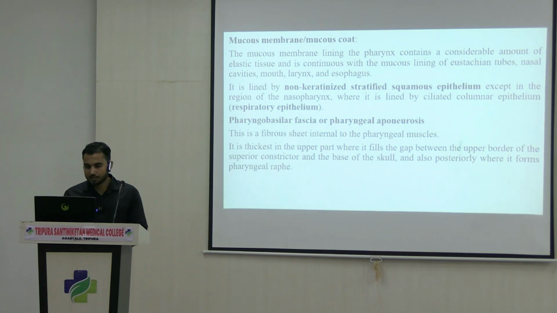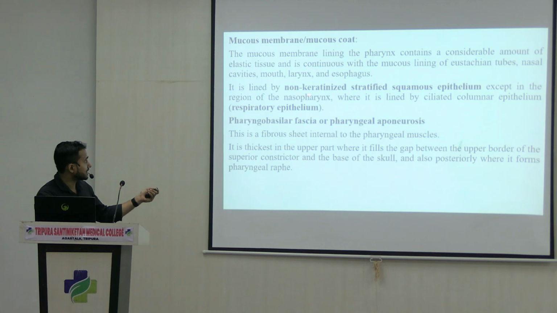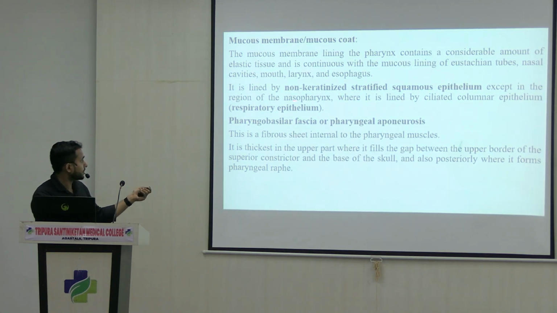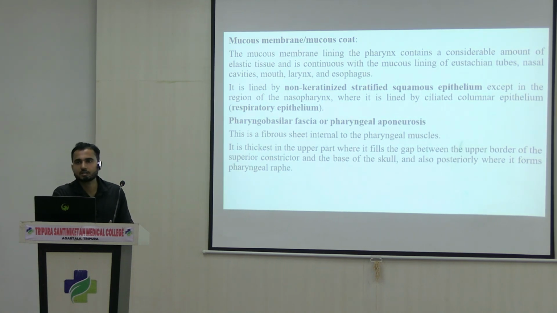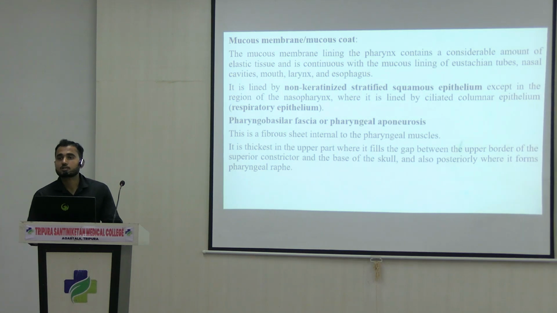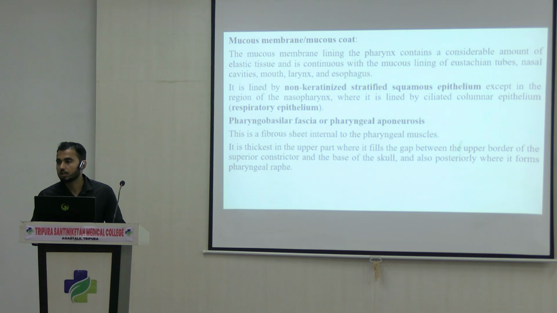As you can see, the mucous membrane lining the pharynx consists of a considerable amount of elastic tissue, and the lining epithelium is stratified squamous non-keratinized epithelium, except in the nasopharynx. Nasopharynx में कौन सा lining epithelium रहता है? Respiratory epithelium. So these are the areas where you can expect short questions, and from which MCQ questions are asked.